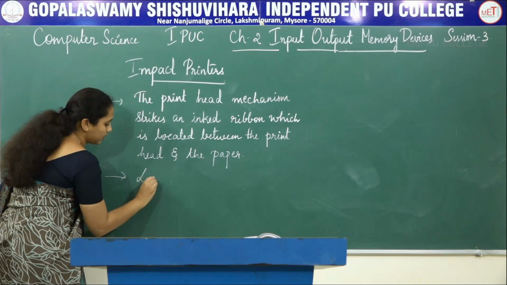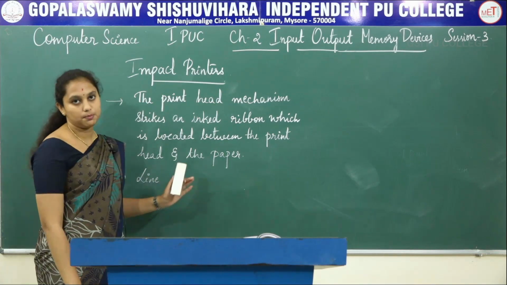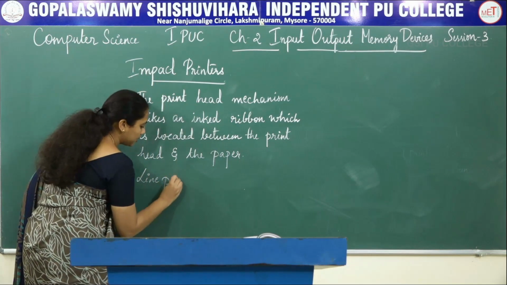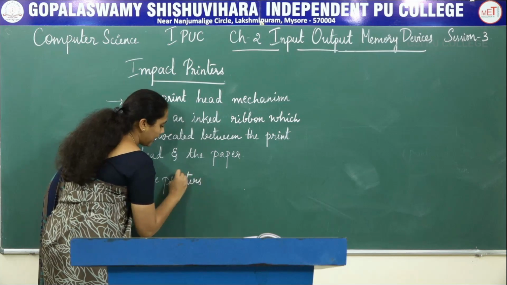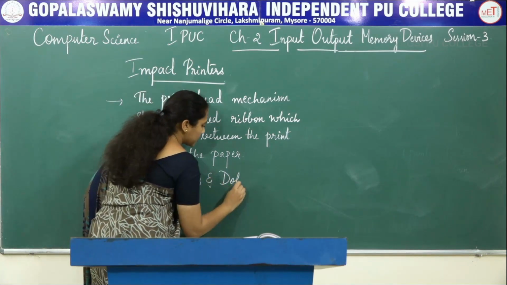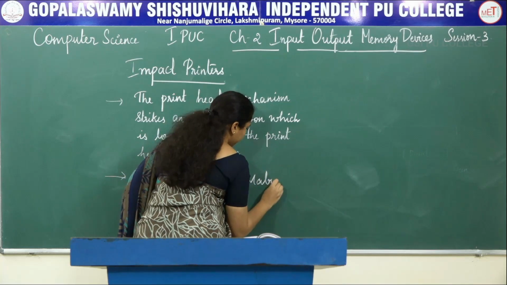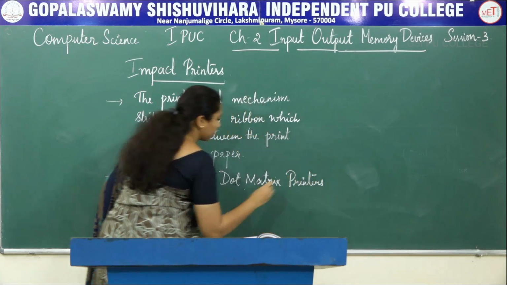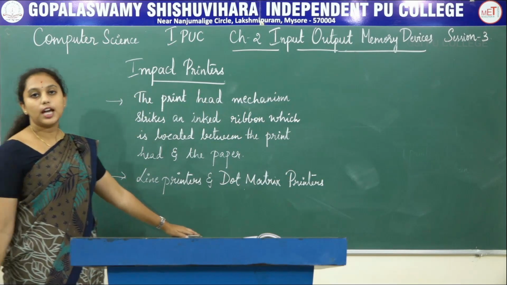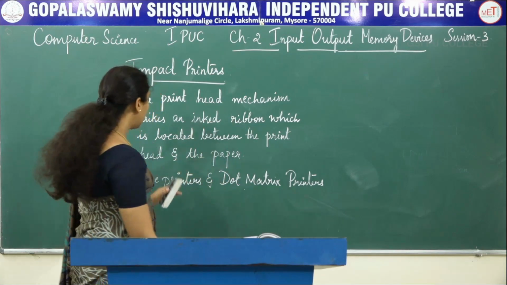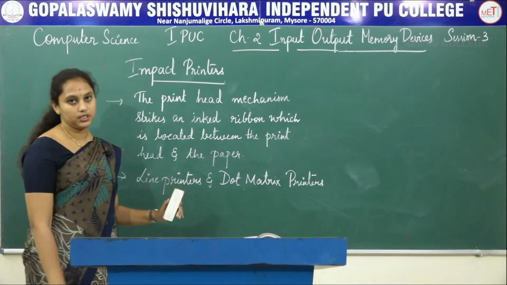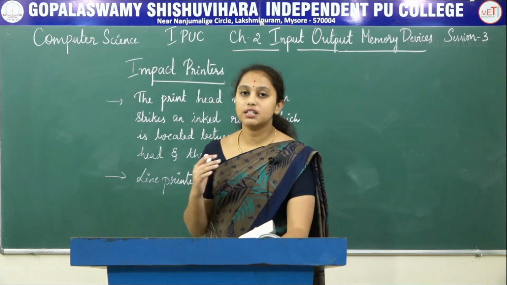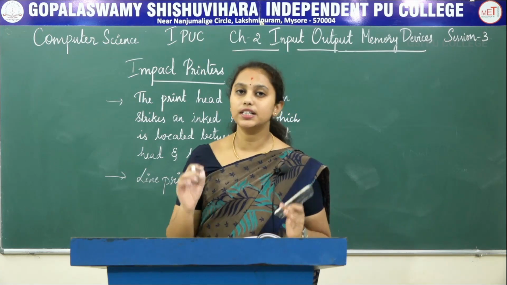Line printers and dot matrix printers are the types of impact printers. Now let's see what are line printers. Line printers are high speed printers which are capable of printing an entire line at a time.